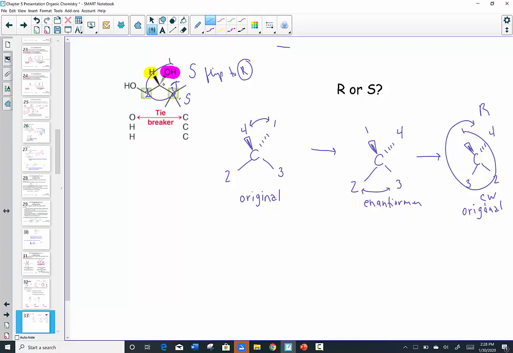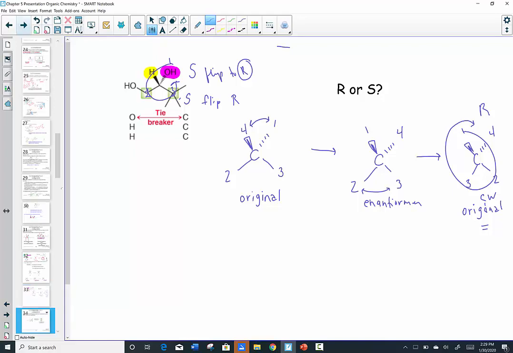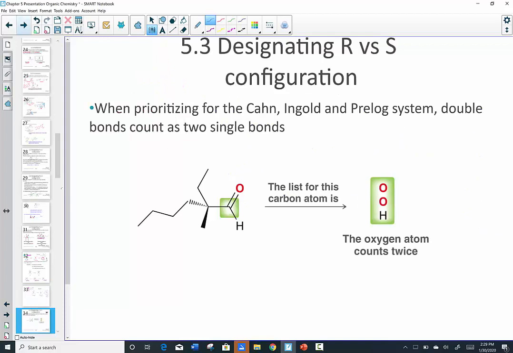To make the dash become a wedge, walk behind it. And what would you see? You would see the opposite spin, so flip it to an R. The swap rule gets me the same answer. Or when I notice that the lowest priority is the wedge and the highest is the dash, find out that spin and then just flip your answer. It is as easy as walking behind the molecule and looking at it from the other direction. So that swap rule helps us designate R and S configurations.